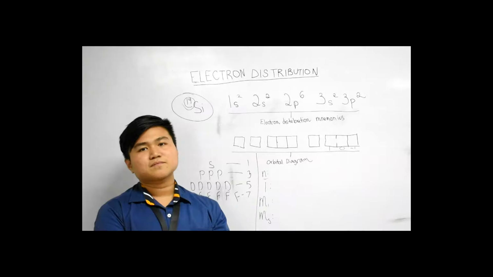Now, what we need to do is to do the configuration pattern, which is 1s2, 2s2, 2p6, 3s2, and 3p6. But remember, we need to match the number of electrons to the atomic number of silicon, which is 14. If you sum all of the electrons, it would give us 18, but we need 14.